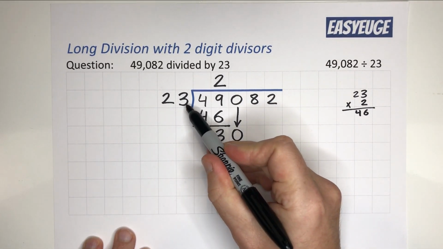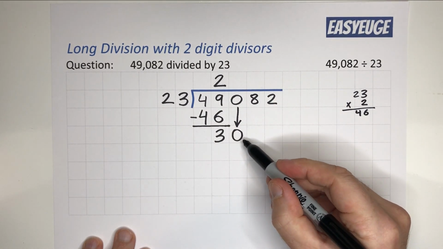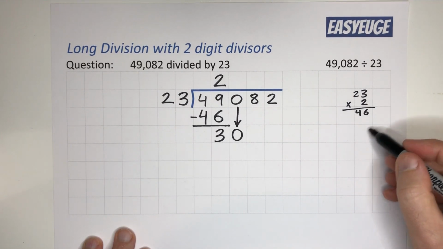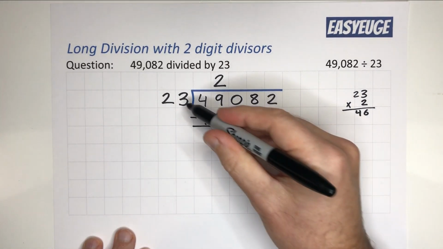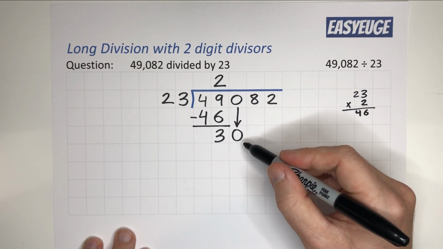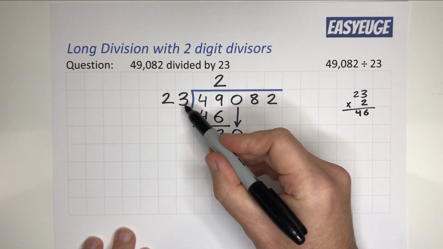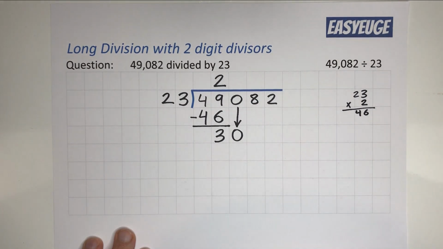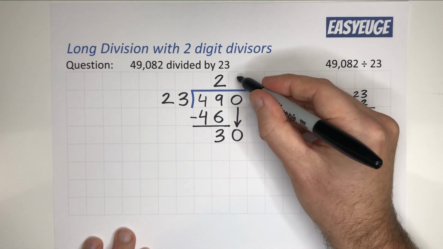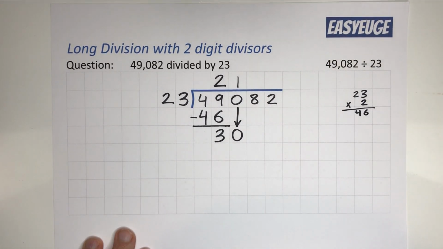How many times will 23 divide into the number 30? Well, I don't think we need a separate working area for this one. It will go in one full time, because it certainly won't go in 2, because we know 2 23s are 46. So 23 will divide into 30 one full time.